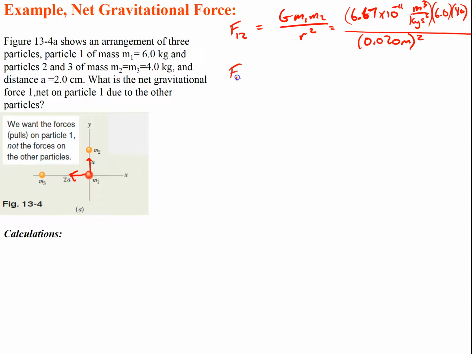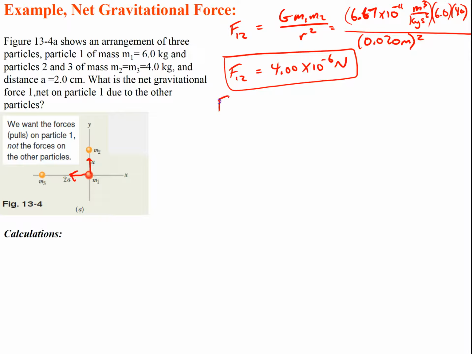Okay, and we find that the force from particle 2 on particle 1 is going to be 4.00 times 10 to the negative 6 newtons. And since we're talking about a force, we want to make sure our units are in newtons. We're going to call this number positive because we know that this force is going to be going up in the y direction. So I'm just going to leave that as positive.